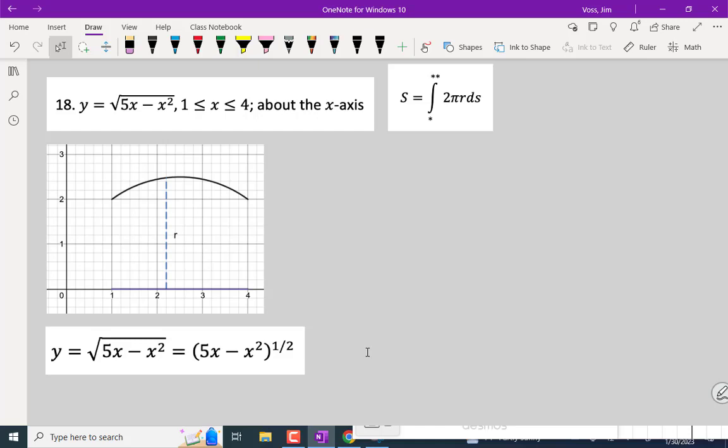So that's simplified. So that derivative is 5 minus 2x. Right, the derivative of the inside is 5 minus 2x. So this should be a 5 minus 2x out here. Do you agree? Okay, he agrees. A reluctant agree.